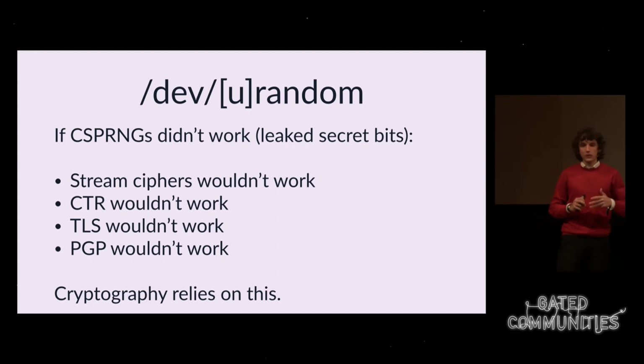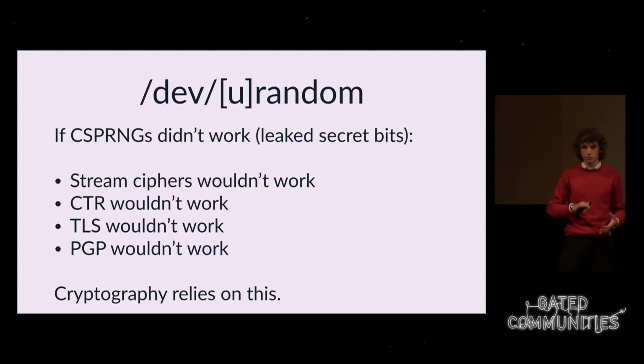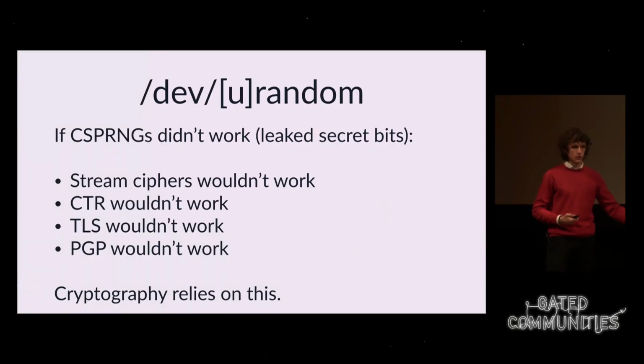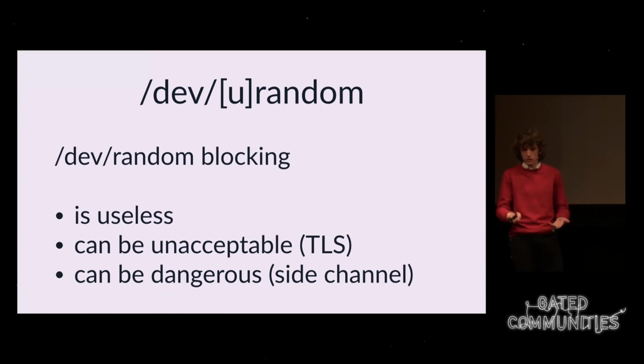So if cryptographers didn't know how to build a secure CSPRNG, it would mean that cryptographers weren't able to build most of the things we're relying on today. It would mean that cryptography was doomed. Now, I'm not DJB. I can't tell you if cryptography is doomed. But I can tell you that if cryptography is doomed, your problem is not your CSPRNG. So cryptography relies on being able to build secure CSPRNGs. And on the other hand, that makes dev random blocking useless, obviously.